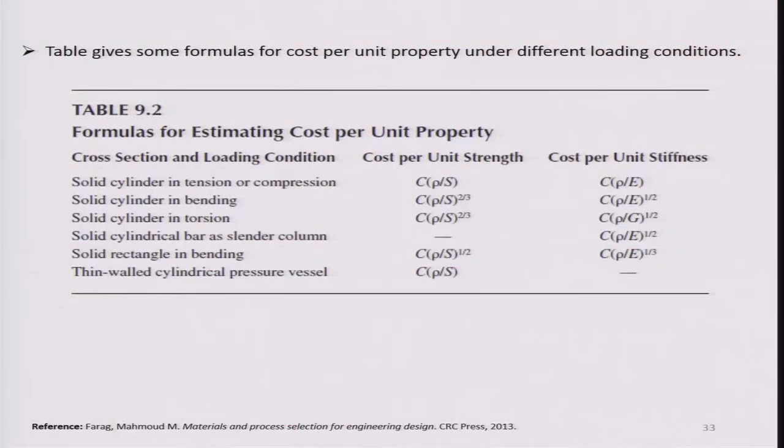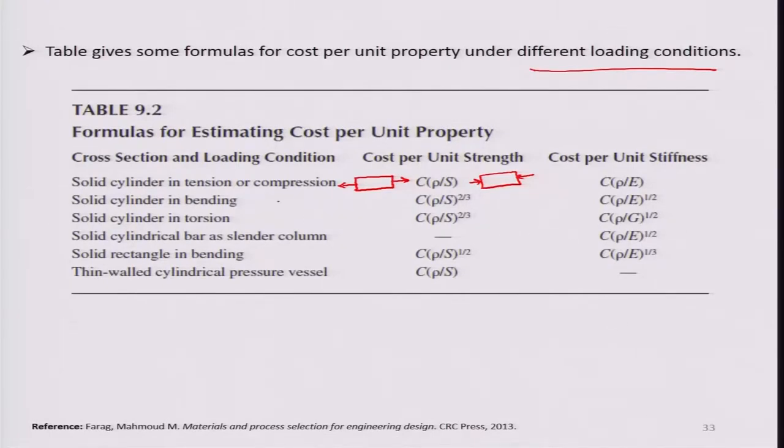Now, these are the standard formulas for cost per unit property calculation using different loading conditions. Suppose there is a solid cylinder in tension or compression. A solid cylinder in tension and compression means this is the cylinder. If you are applying a load like this, that is tension, and if you are applying a load like this, that is compression.